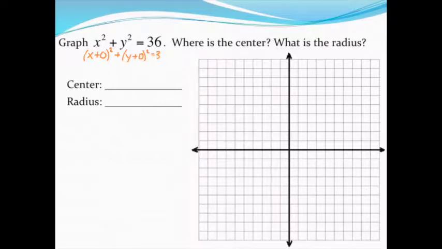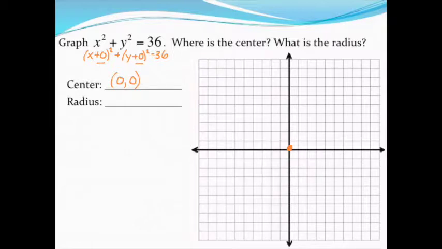Once I've written the equation in this format, my center is always going to be made up of those two numbers right there. I need to make sure I take the opposite of those numbers. However, for 0, it doesn't matter. There's no such thing as negative 0. So the center of this circle is going to be located at 0, 0, or the origin. So I'll put that point on my graph. Now it's important to note that that's going to be the center, so the circle will not go through that point. It's going around that point.